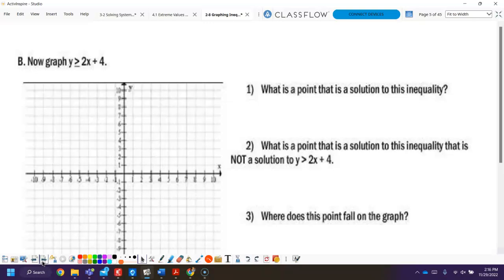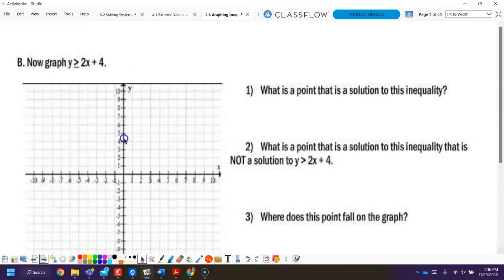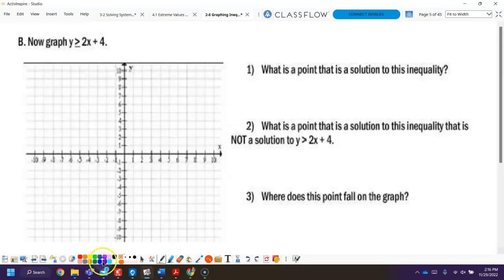So you start with your y-intercept. So you start at 0, 4. Apply your slope. So slope is 2. So you go up 2, right 1, up 2, right 1, up 2, right 1. Once you run out of ups, you can go down 2, left 1, down 2, left 1, etc.